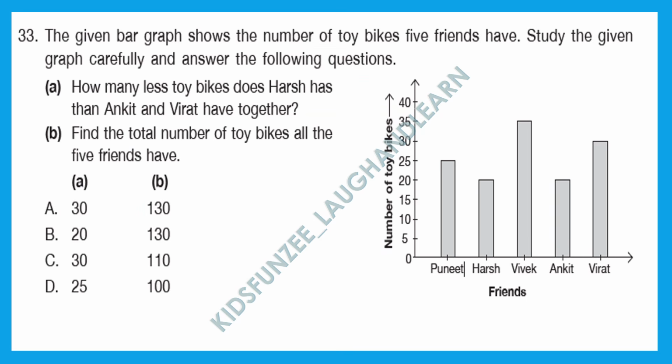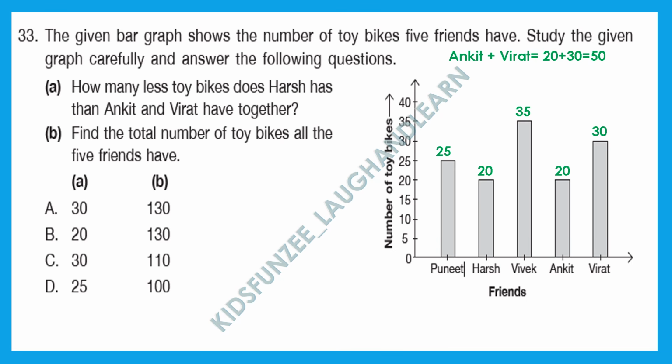The given bar shows the number of toy bikes 5 friends have. Study the given graph carefully and answer the following question. So Puneet has 25 bikes, Harsh 20, Vivek 35, Ankit 20, and then Virat has 30 bikes. A. How many less toy bikes does Harsh has than Ankit and Virat have together? So what we have to do? First we have to find how many Ankit and Virat have together, which is equal to 50.